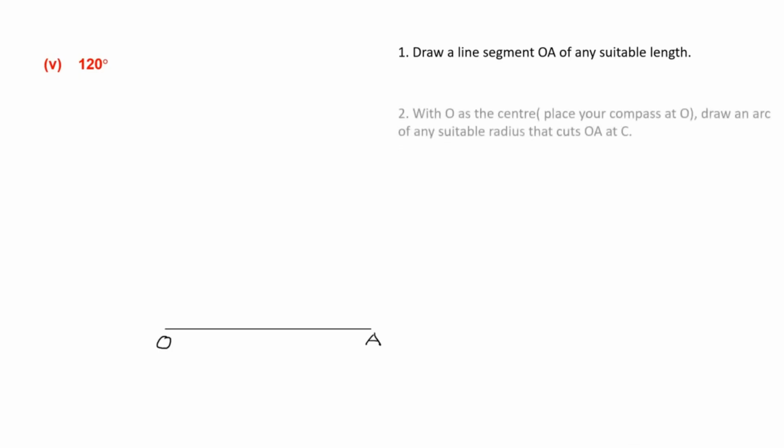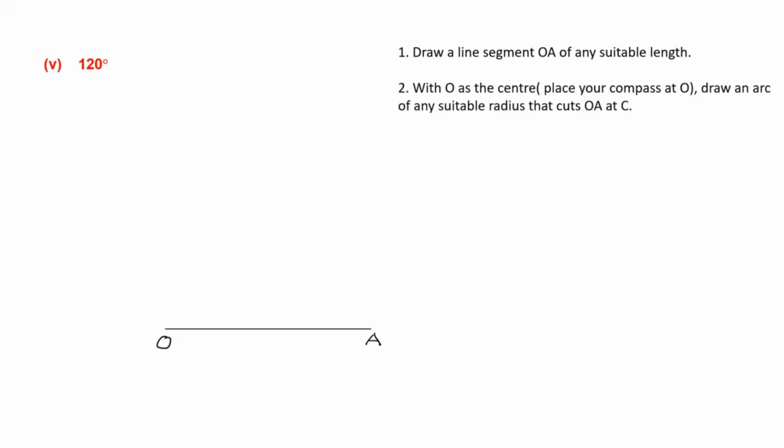Question 5. Construct an angle of 120 degrees. First step, draw a line segment OA. Use your ruler, draw a line segment OA, and this is a part of every construction. First step is using your ruler to draw a line segment. Second step is also a part of every construction. You're going to take O as a center, place the needle of your compass at O, take any radius on your compass and draw an arc like this. So we are drawing an arc like this.